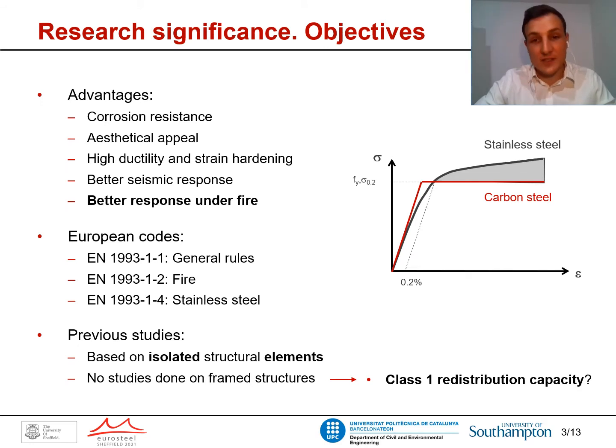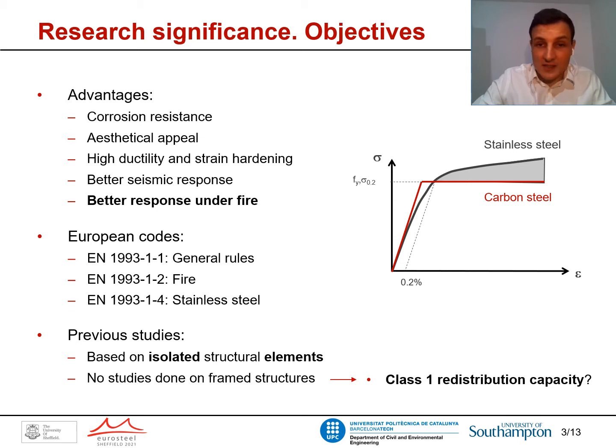Nowadays, the use of stainless steel is increasing in the building construction industry. This is because stainless steel shows some advantages compared to carbon steel. Some of them are shown here, like its inherent corrosion resistance, a better aesthetical appeal, high ductility and its inherent strength hardening, better seismic response, and a superior fire performance. This last one is the one that we are interested in.